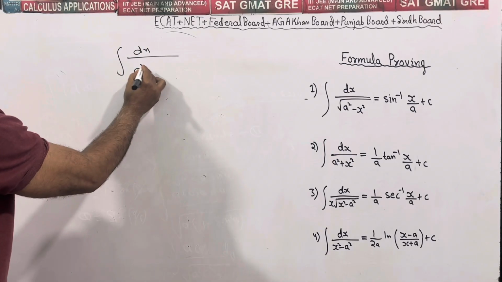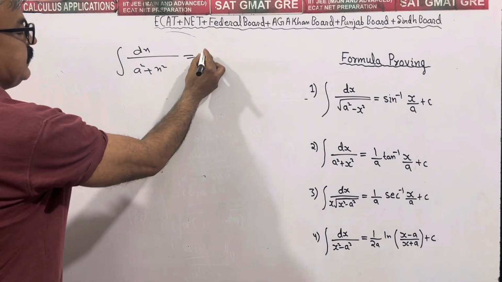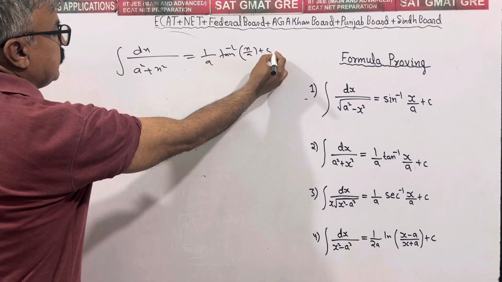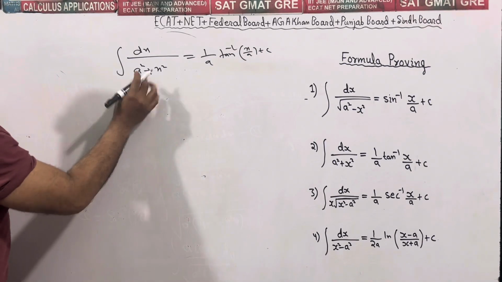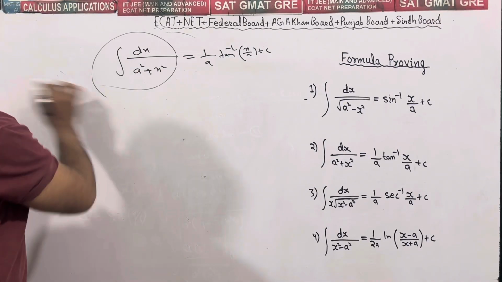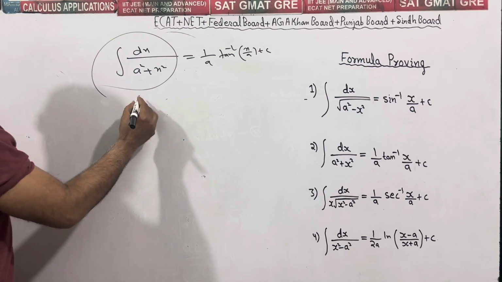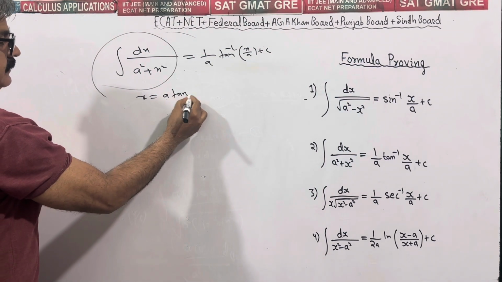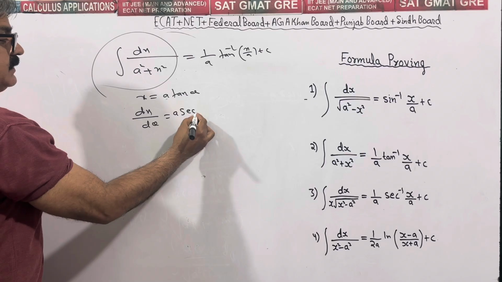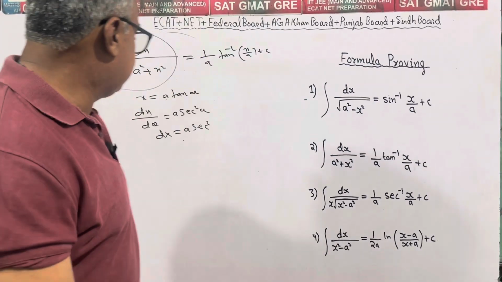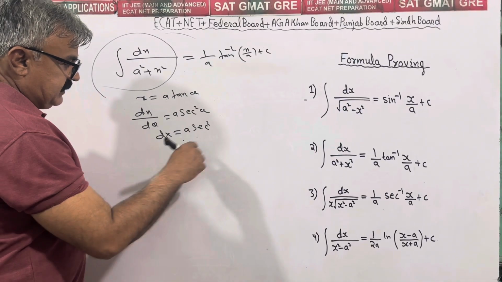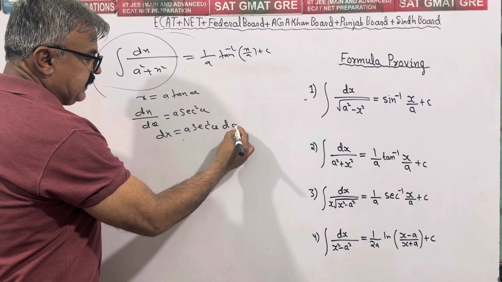Dx over a square plus x square, it is equal to 1 over a tan inverse of x over a plus c. In that case, whether there is square root, variable first, constant first, there is no function derivative situation, it is very safe to assume that x is equal to a tan theta. Differentiation with respect to theta, dx over d theta. Differentiation of tan is sec square theta. Solve for differential dx. Shift d theta over there, it will become a sec square theta d theta.